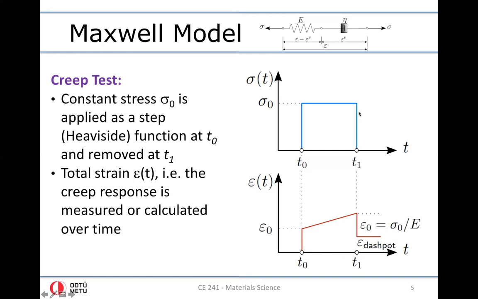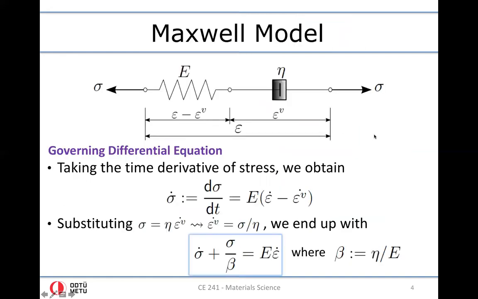Therefore, when you unload the Maxwell model fully at time t1, stress goes to 0 and the elastic strain is recovered immediately, and the strain in the dashpot remains as a permanent strain. Okay, so this is the idea. It remains there because you unload the material to the stress-free state. When stress is 0, the rate of the viscous strain is essentially also 0.